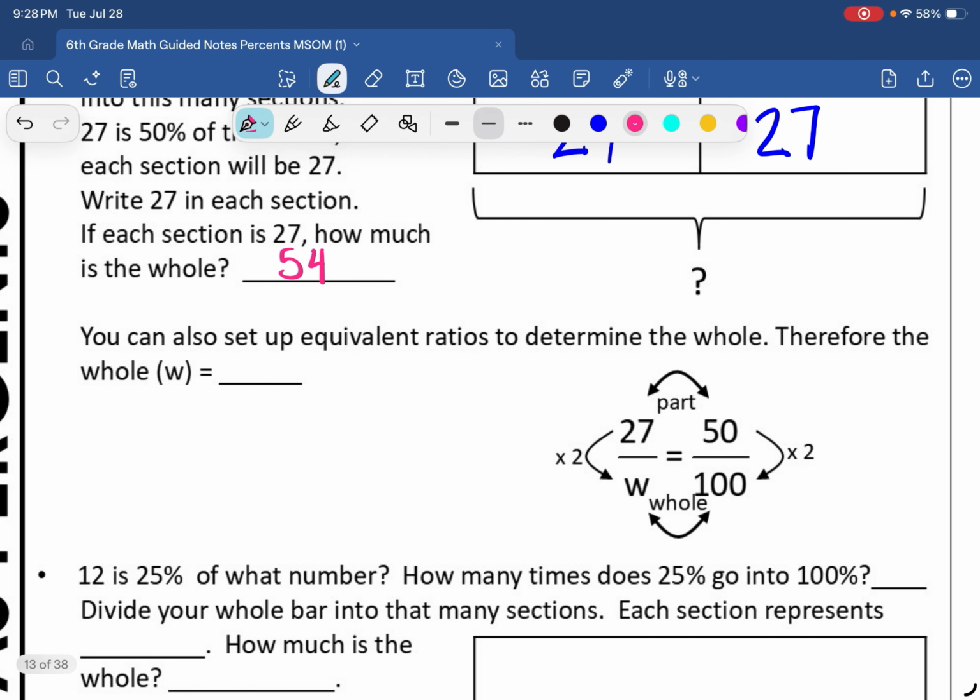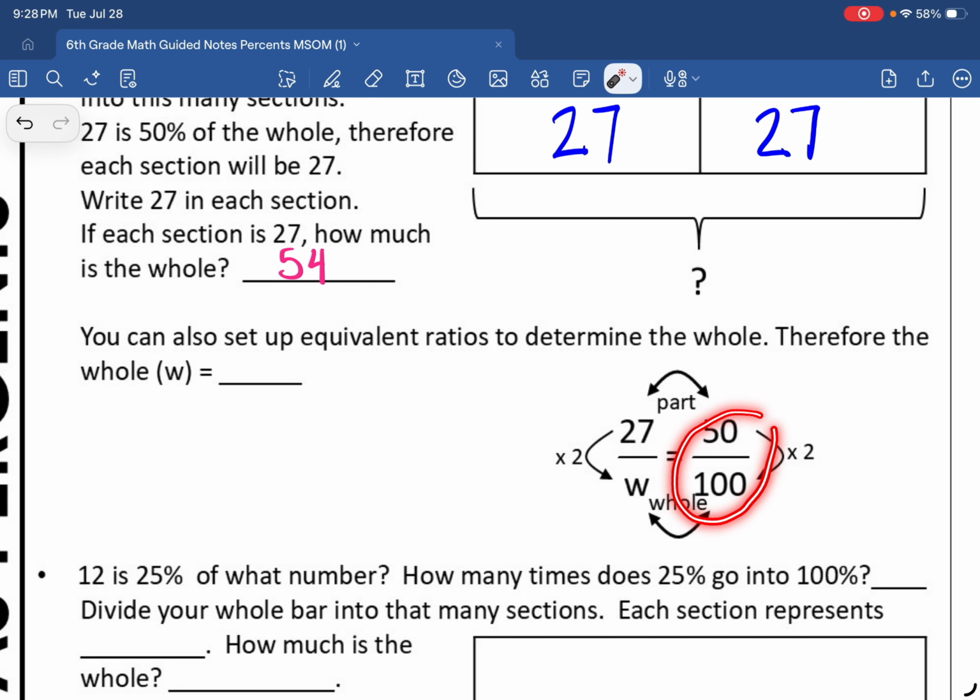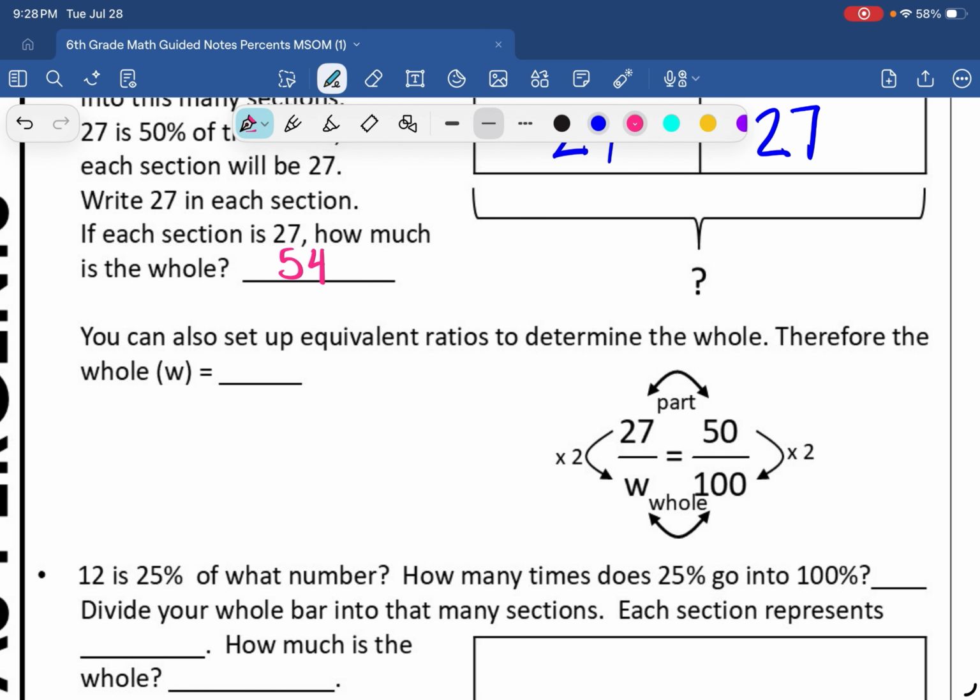You can also set up equivalent ratios to determine the whole. So I have my percent right here, 50 out of 100. This time I know my part, so it goes in the numerator with my parts. And I'm trying to figure out the whole, which is the denominator. I'm going to look for a multiplicative factor. I notice that 50 times 2 is 100, so 27 times 2 will equal 54.